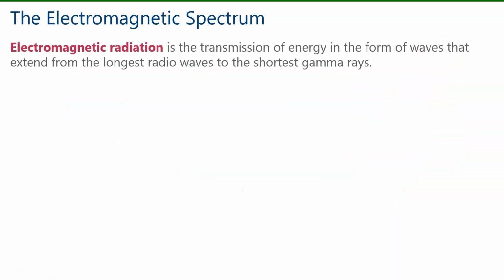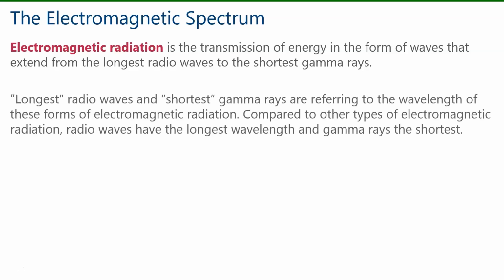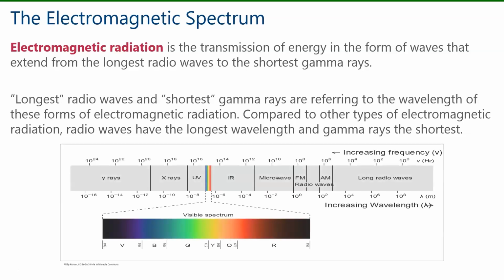Electromagnetic radiation is the transmission of energy in the form of waves that extend from the longest radio waves to the shortest gamma rays. Longest radio waves and shortest gamma rays are referring to the wavelength of these forms of electromagnetic radiation. Compared to other types of electromagnetic radiation, radio waves have the longest wavelength and gamma rays the shortest. This diagram shows the electromagnetic spectrum. We can see on one end of the spectrum are gamma rays. They have the shortest wavelength. And on the other end of the spectrum are radio waves, which have the longest wavelength.